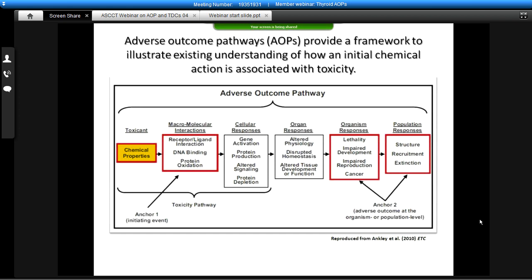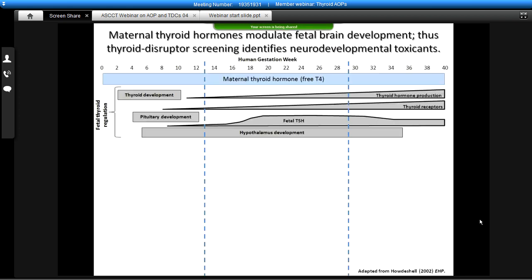And the imperative to develop this system of screening tools for thyroid-related adverse outcomes is really evident when you consider the deleterious effects of thyroid disruption during neurodevelopment. Maternal thyroid hormones modulate fetal brain development, and so thyroid disruptor screening may identify potential neurodevelopmental toxicants.